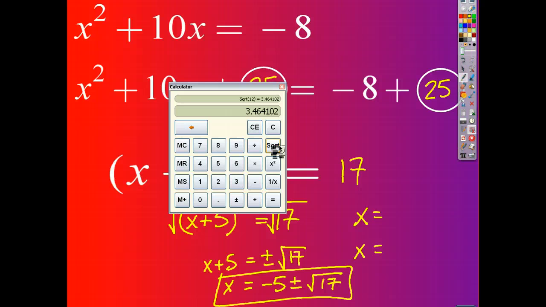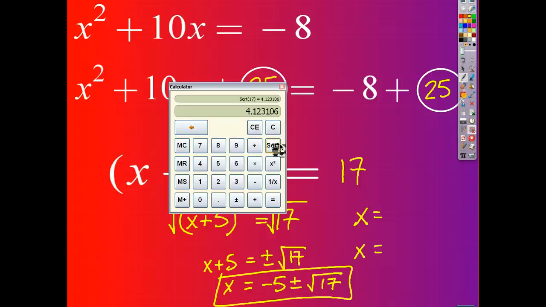3.46, and let's see. I don't know if I can just add. Yes, we'll add 5 negative. Okay, and we'll hit equals, and we get -1.53. Okay, wait a second. Hold on a second. I'm not believing that the square root of 17 is 3.4. So let's try this again. Let's do 17, and we'll take the square root of that. Okay, there we go. 4.12. That seems a little bit more likely.